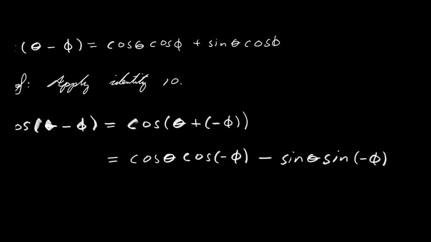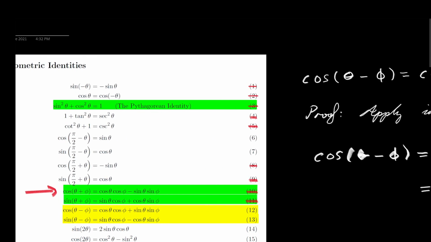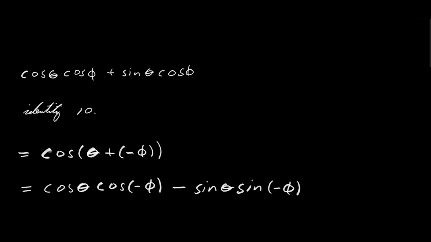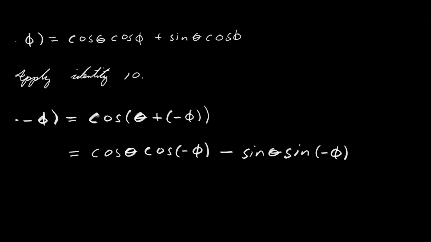Now, how do we proceed? Well, in the previous videos, we proved these trigonometric identities, 1 and 2. So sine is an odd function and cosine is an even function. So we will apply those identities. Here we will apply trigonometric identity 2, which says that the cosine of some negative angle is just the cosine of that positive angle.